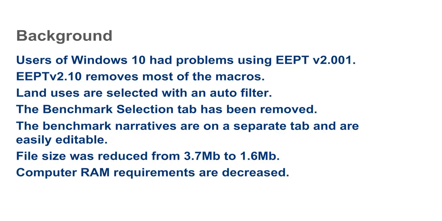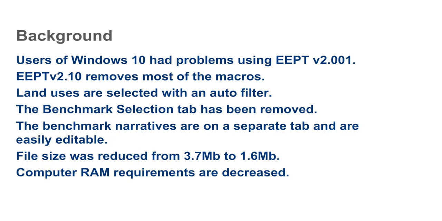Instead of using macros, land uses are selected with an auto filter on the CPA 52 tab. The Benchmark Selection tab has been removed. The benchmark narratives are on a separate tab and are easily editable. The file size was reduced from 3.7 megabytes to 1.6 megabytes, and computer RAM requirements are decreased.